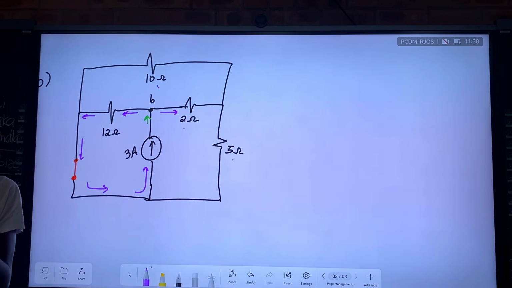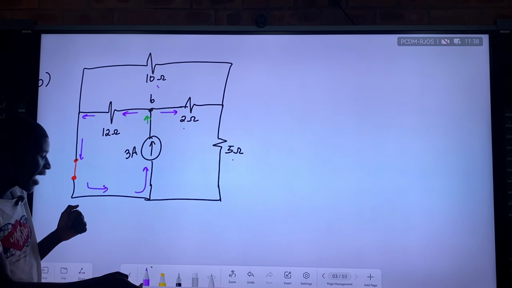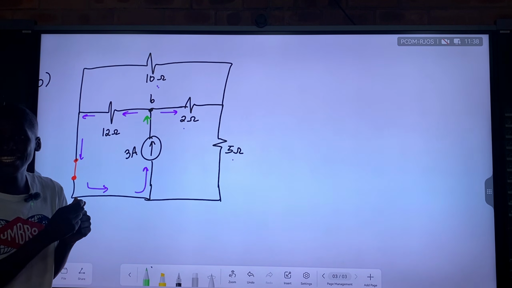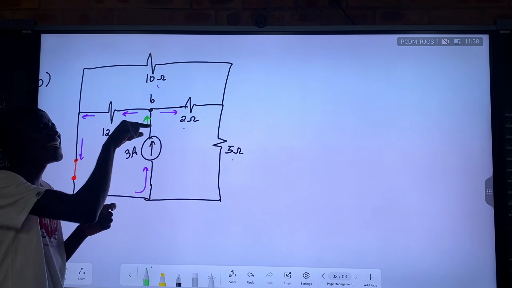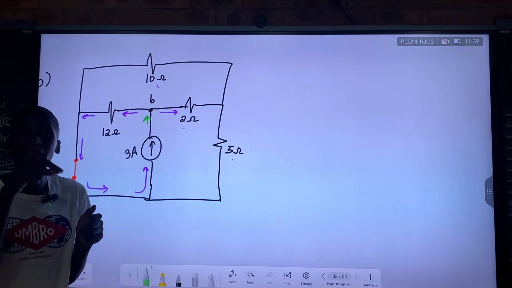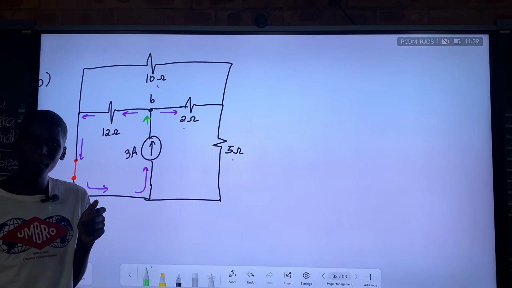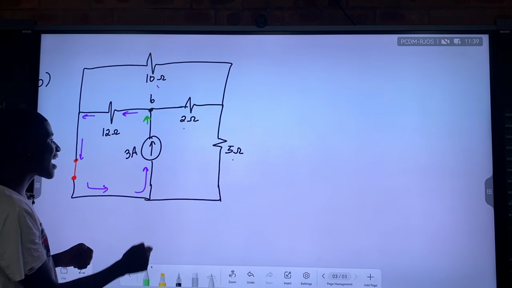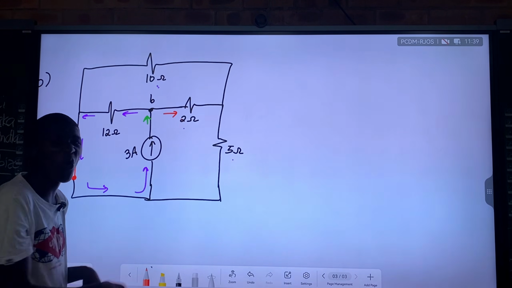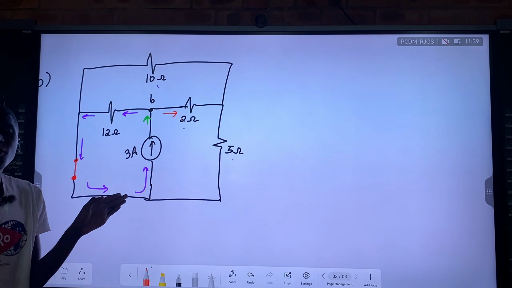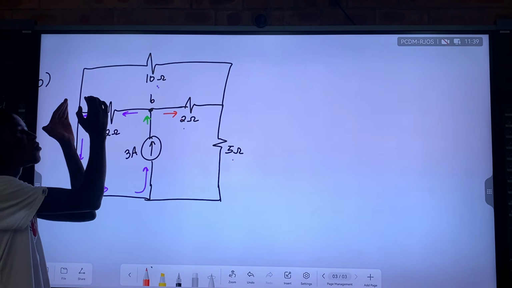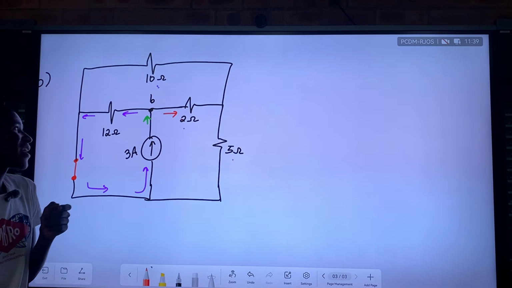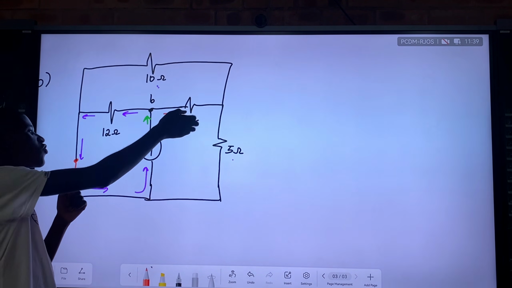So here we define our parallel combination. We see that we have this green current now. The green current splits. The splitting of the current is where we start to define what a parallel combination is. So some of the current will split and go to the 12 ohms. Another portion will go to the 2 ohms. That is what being parallel means: the resistor I find here, the 12 ohms, will be parallel to wherever this other current is going. So in other words, this 12 ohms is parallel to 10, 2 and 5.